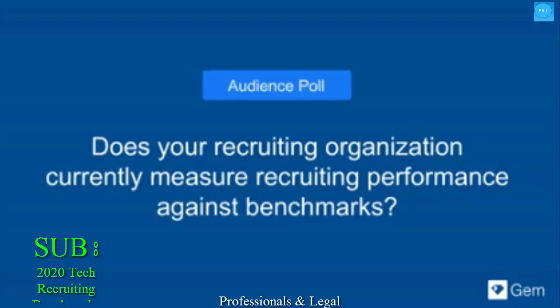We've got 33%, or about 40% that do use benchmarks, 25% that have not used benchmarks, and then maybe 40% that would like to use them in the future. Well, great. Hopefully we've got something in this presentation for everyone here. So excited to present the rest of this.